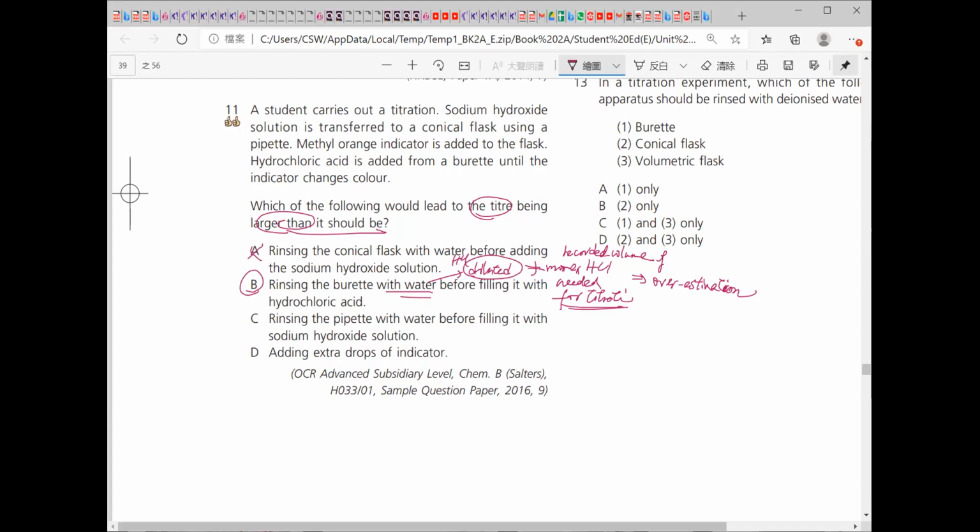Because the sodium hydroxide is diluted. Look carefully at what the question says: rinsing the pipette with water before filling it with sodium hydroxide solution. So the pipette is wet before the NaOH is drawn in, and the NaOH gets diluted. So less number of moles of NaOH will be contained in that fixed volume of solution in the pipette. So of course you need less acid for titration, so it's underestimated. Can you get my point?